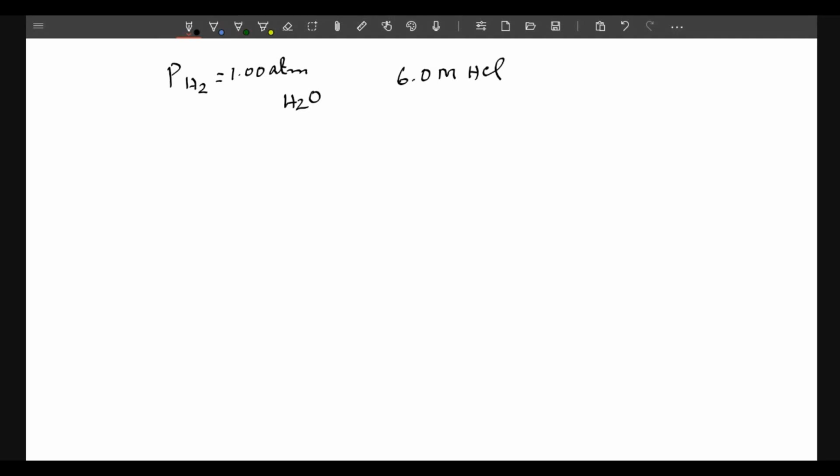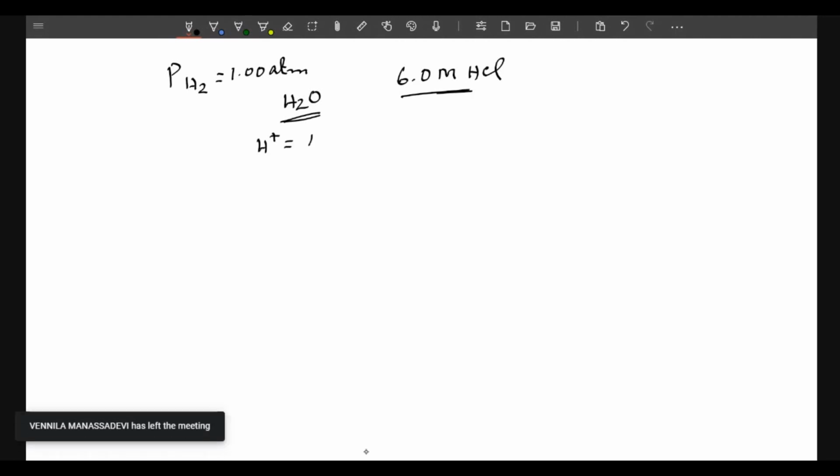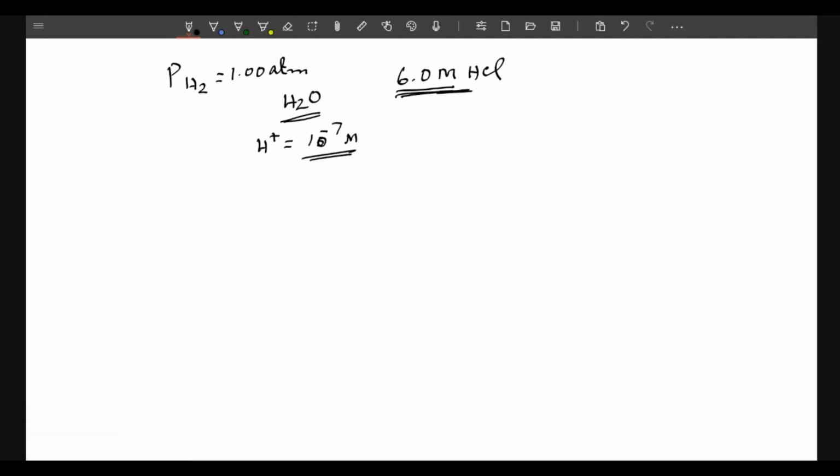They may ask whether the electrode in HCl acid is a cathode or anode. In one they are placing water and in the other 6 molar HCl. Sir, no acid is present in water. You are wrong. Water has an H plus ion concentration of 10 power minus 7 molar, while here the concentration of H plus ion is 6 molar.